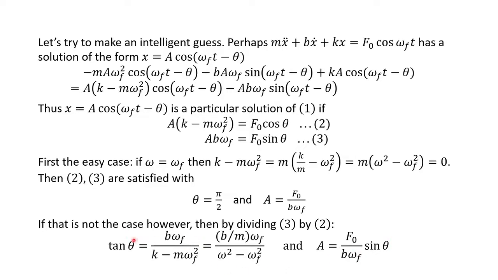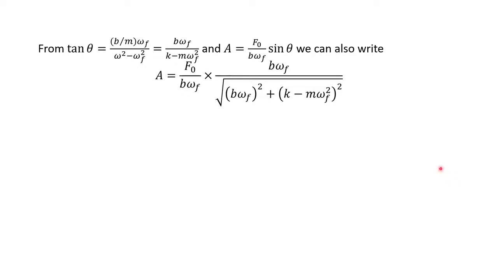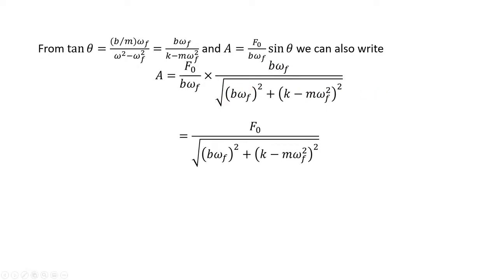Now I can also think of this tan of theta. I can also interpret this as a y and an x value and use that to write a in this form. Use that idea to write the sine of theta as b omega f over this, which then simplifies to this. So I can find an actual physical expression for a, and I get theta simply as tan inverse of this expression or that expression.